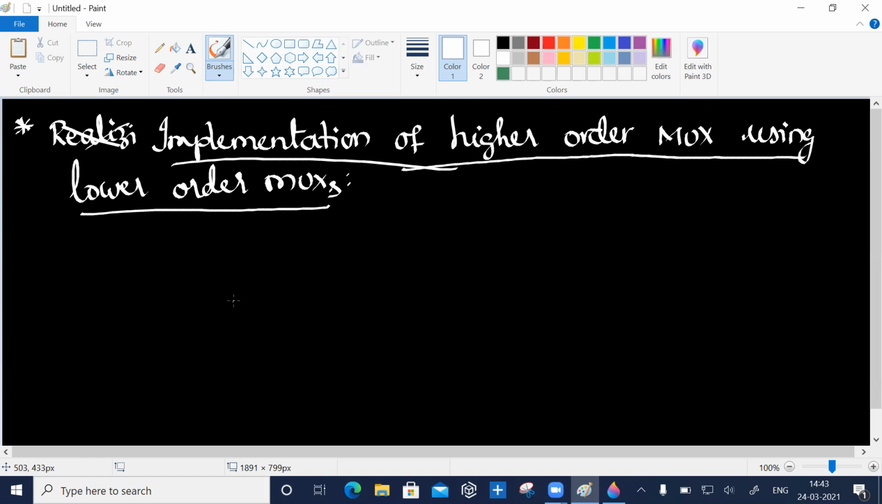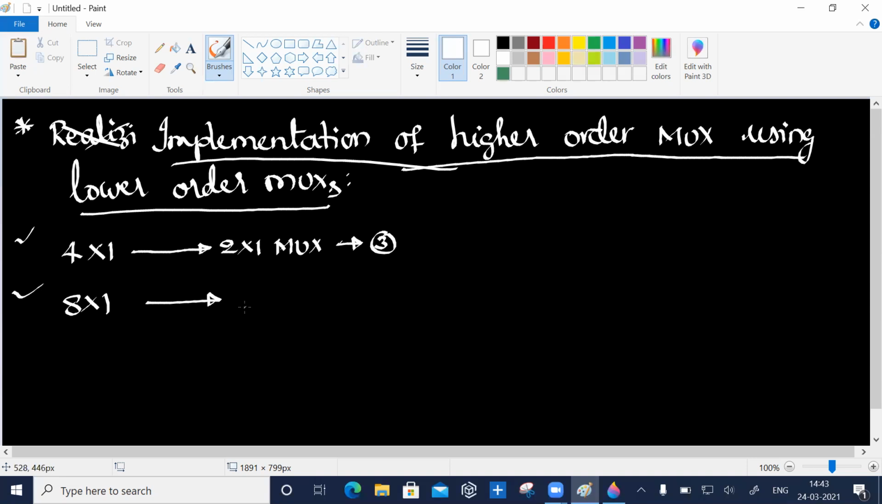Let me start from here. First one: I have a 4 by 1 mux. How many 2 by 1 muxes are required? 3, sir. Okay, this must be 3 in number. Now I have one 8 by 1 mux. How many? 7, sir. Yes, 7 2 by 1 muxes. Very good. So how many 2 by 1 is 7?